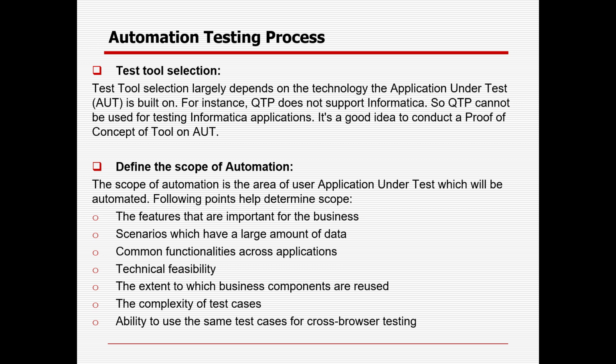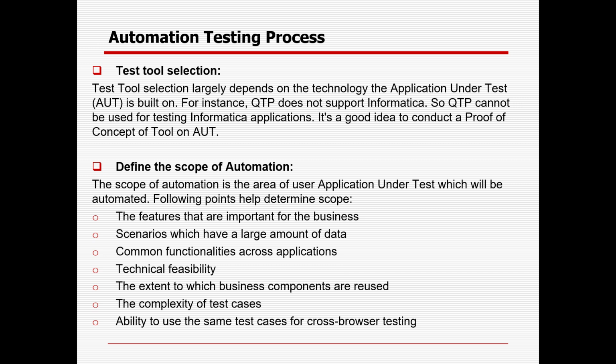Then, define the scope of automation. The scope of automation is the area of the application under test which will be automated. A couple of points you need to remember when defining the scope: the features that are important for the business. What are the critical parts? They are very, very important for the business, and you need to consider those.